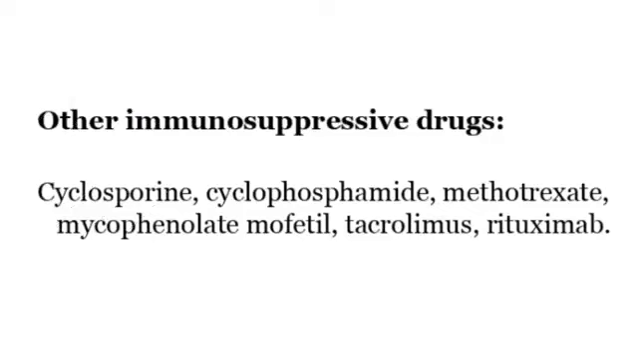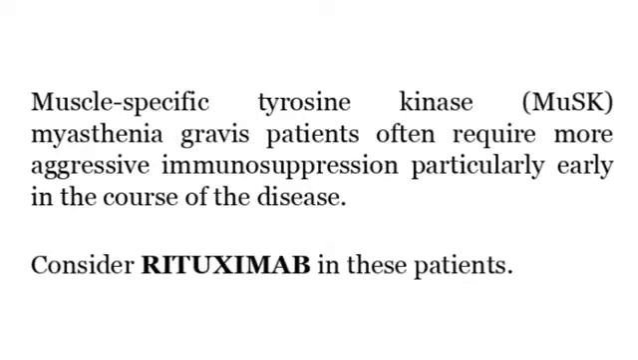Other immune suppressive drugs can be used in patients with no or poor response to azathioprine, like mycophenolate mofetil, rituximab, cyclosporine, cyclophosphamide, and methotrexate. Rituximab may be considered as a treatment option in patients who develop unacceptable side effects or have not responded to adequate use of other immune therapies. And muscle-specific tyrosine kinase MuSK myasthenia gravis patients often require more aggressive immune suppression, particularly early in the course of the disease, and the consideration of rituximab in this patient is the mainstay.